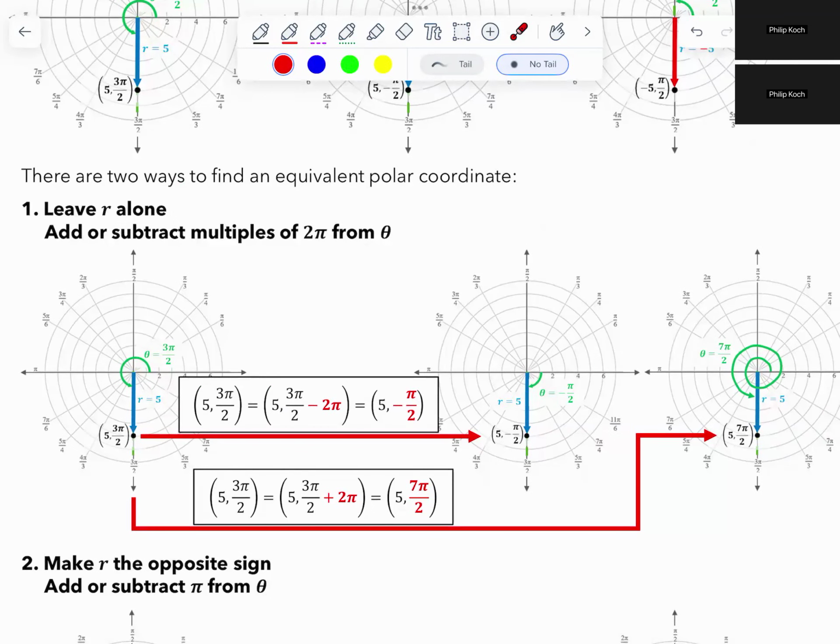So for example, if I got 5 comma 3 pi over 2, I could subtract 2 pi, which is the same thing as subtracting, by the way, just so we're constantly reminded, 4 pi over 2. And that's why I get negative pi over 2, and that, behold, is another point. But I could also add 2 pi, as I did here. And once again, that's 4 pi over 2. So adding that will give me 7 pi over 2, and I get another point. You just keep doing that over and over again.